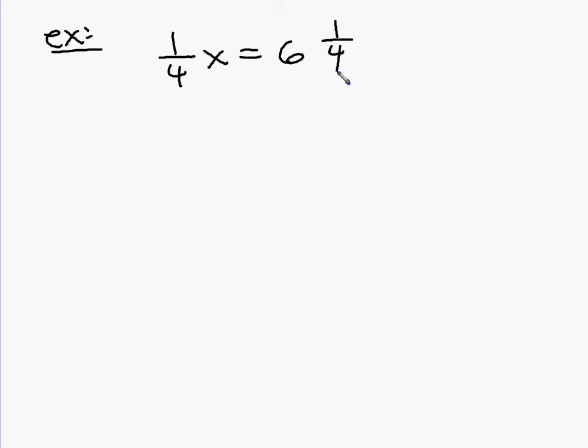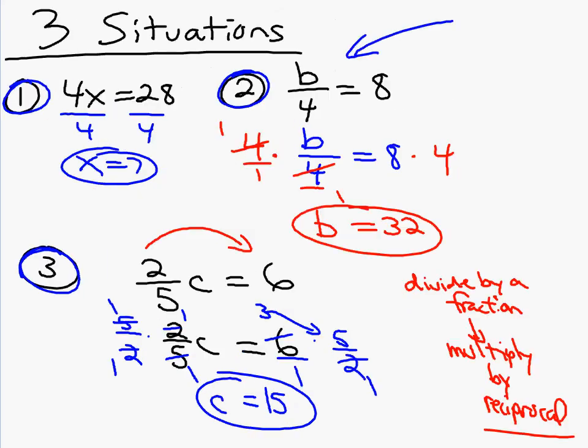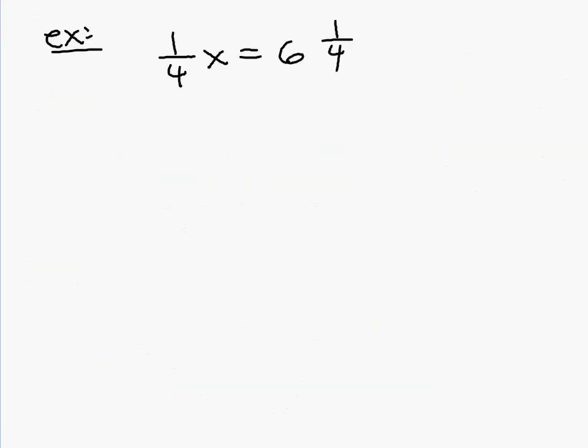We've covered 3 situations. Isn't this situation 3? If we go back to where we covered our 3 situations, this is situation 3, with a fraction out in front of the variable. So to deal with that, I multiply both sides by the reciprocal. It's the same thing. The reciprocal is 4 over 1. So I have 4 over 1 times 6 1/4 on the right side. And that's what you may have forgot how to deal with, which is why I'm covering it.